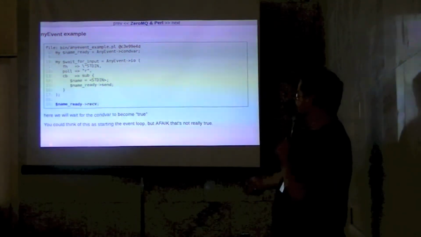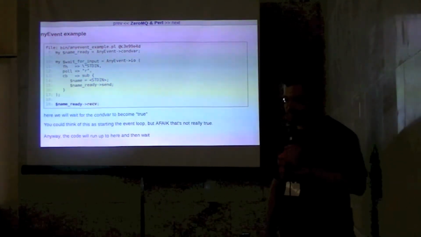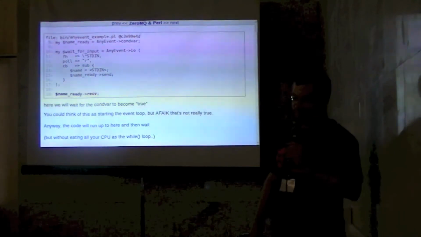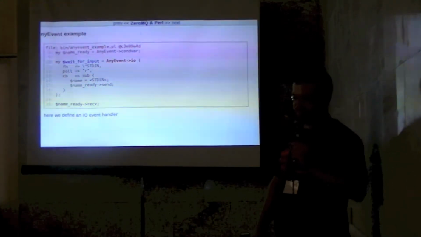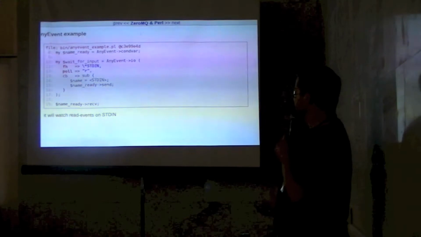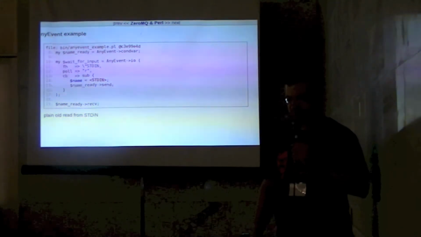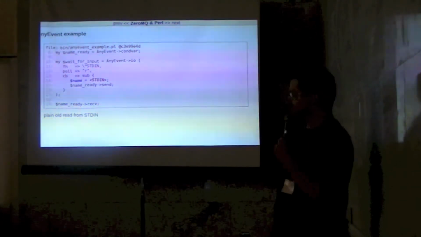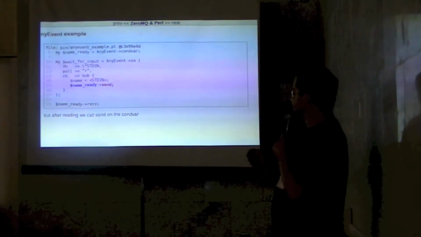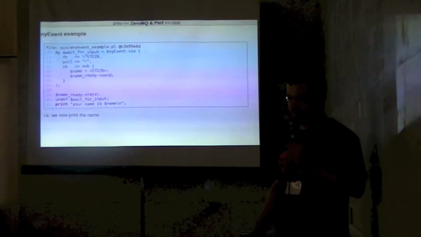You could think of it as a start. You could think that this starts the event loop, but it's not true. Marc told me again. Anyway, from the practical point of view, the code will run until here and wait for something to happen. That's all I care about, but without eating all the CPU. So now we have to define an event handler. This is an I/O event handler, which reads from standard in, and it's a read type. And again, we have a callback which gets called when an event happens. So if something appears on standard in, this event is called. After we have it, we call send on the condition variable, which says, yeah, thanks, I'm done, you can continue. And then in the end, we print the name.